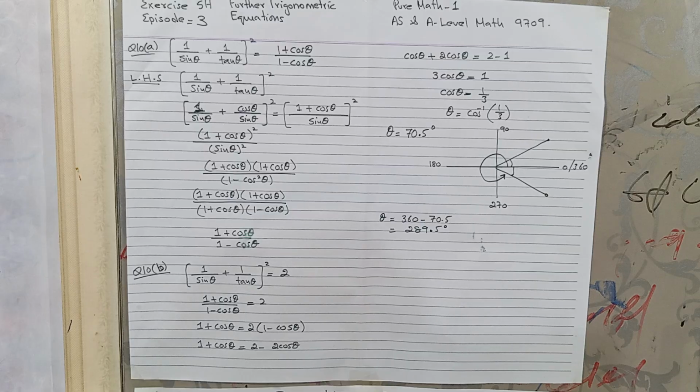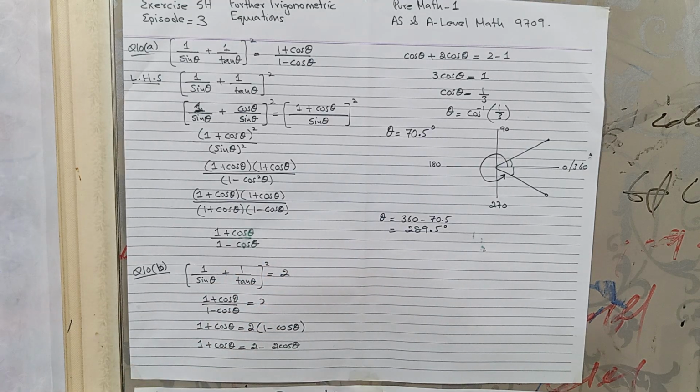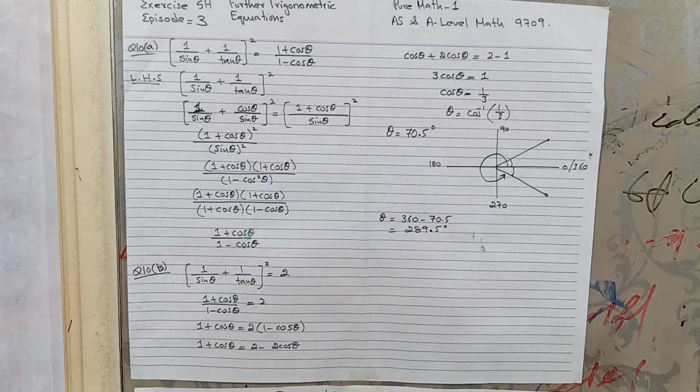In the first quadrant, theta equals the base angle, so theta will be 70.5. In the fourth quadrant, theta equals 360 minus the base angle. So that will be 360 minus 70.5, which equals 289.5. So there are two answers: one is 70.5, the other one is 289.5.